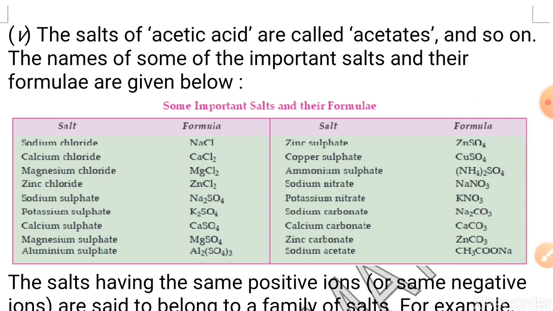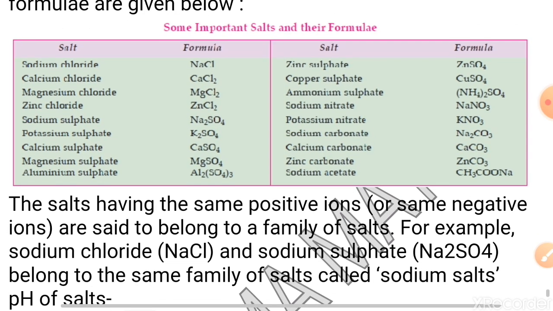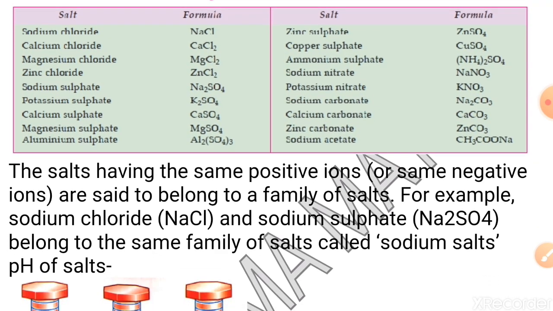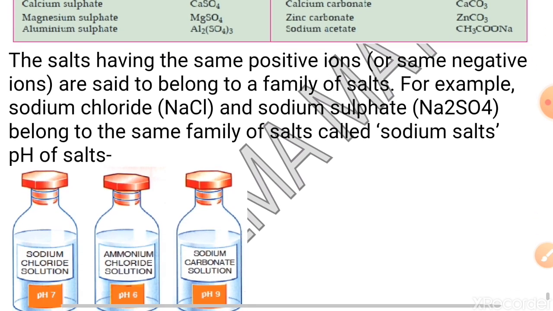Now students, salts having the same positive ions or the same negative ions belong to the same family of salt. I'm giving you one example: sodium chloride and sodium sulfate, both having sodium as a common ion, Na positive. That's why they belong to the sodium salt family. Now we will talk about the pH of salts.